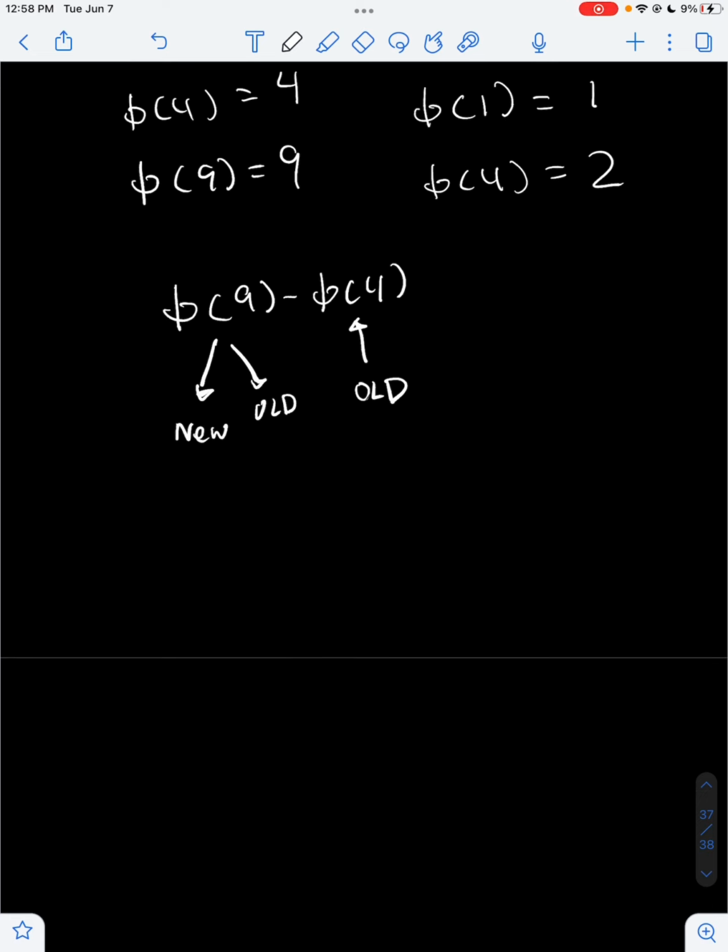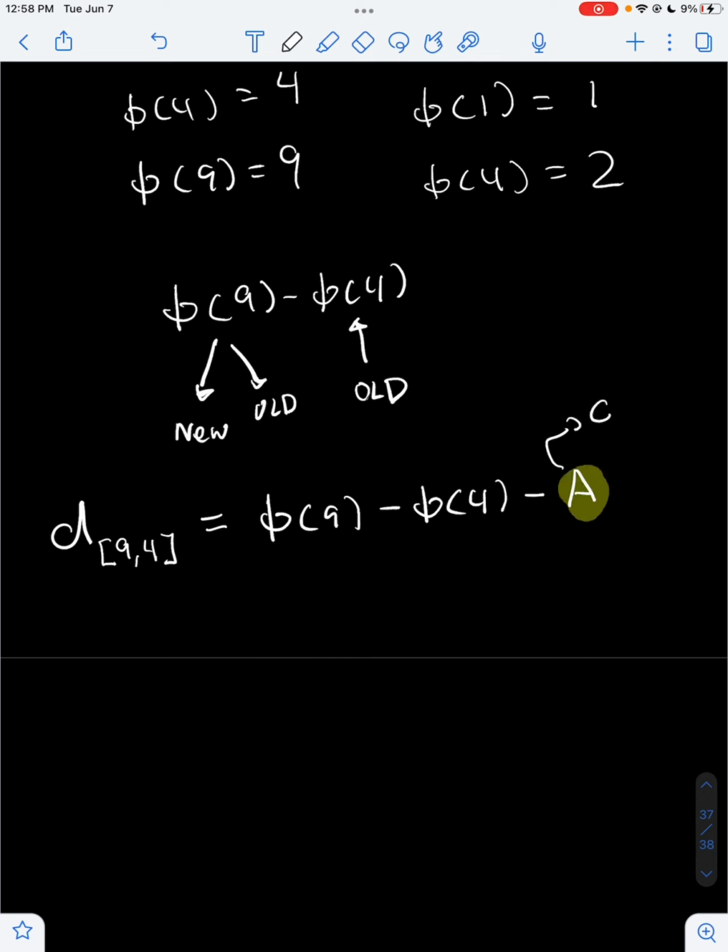So we want to compare again phi of 9 and phi of 4. So the distance between, let's just use this new notation, 9 and 4, where this just means the distance between phi of 9 and phi of 4, is going to be equal to, again, phi of 9 minus phi of 4. But now we subtract some constant a. And we call this constant a gauge.